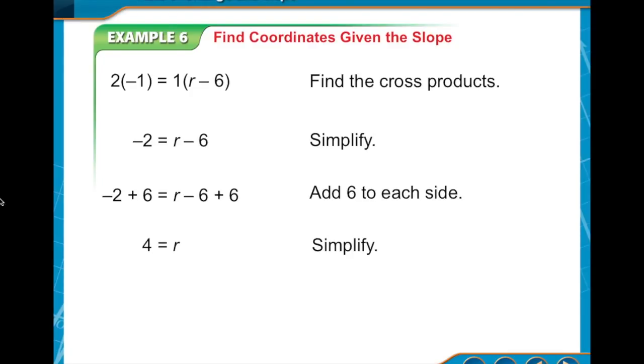We found that missing coordinate. This has to be the value of the missing x in order for that line to have a slope of 1/2. So these problems are not lengthy at all. These are very short problems, very quick.